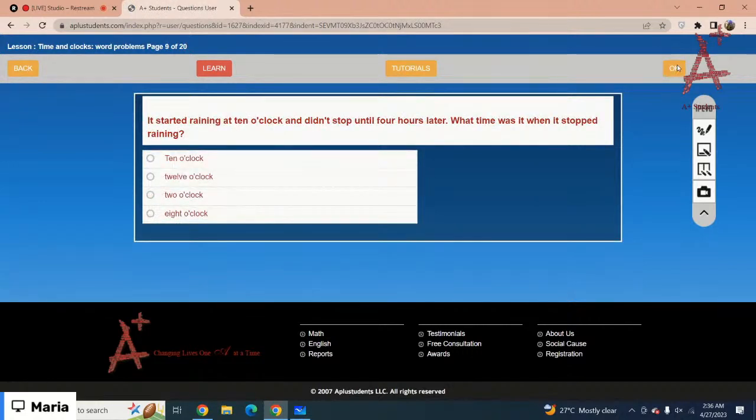It started raining at 10 o'clock and didn't stop until 4 hours later. What time was it when it stopped raining? So start from 10 and count up 4. So it would be 10, 11, 12, 1, 2. It would be 2 o'clock.